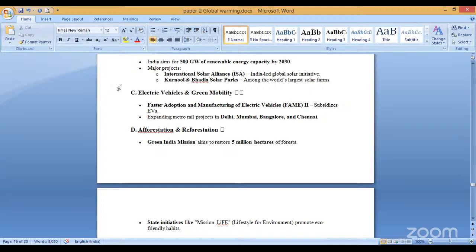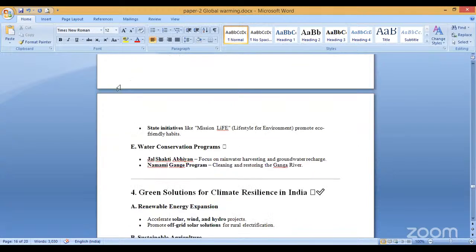Afforestation and reforestation: the Green India Mission aims to restore 5 million hectares of forest.